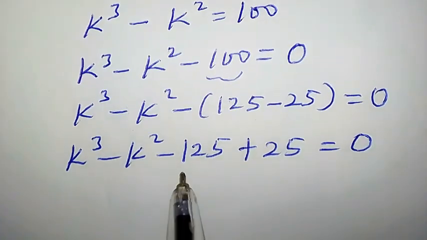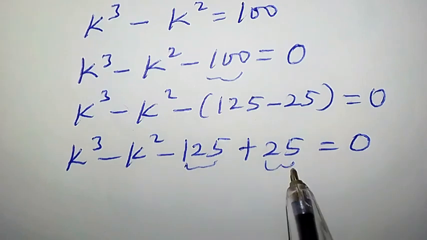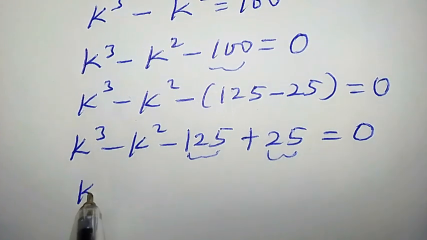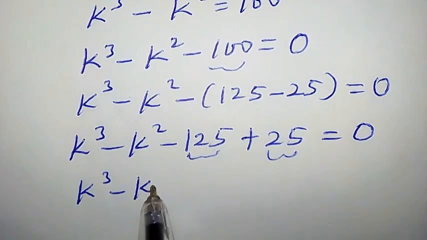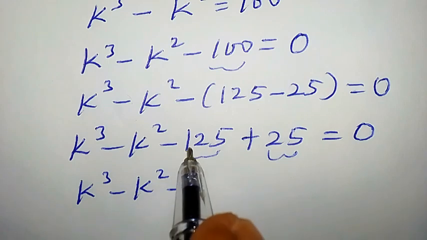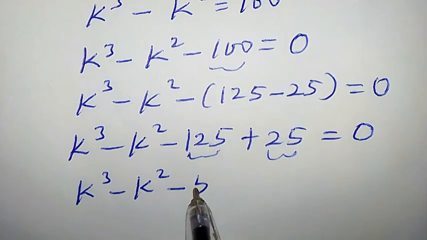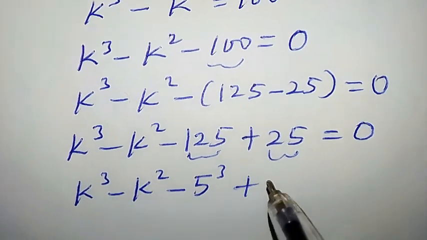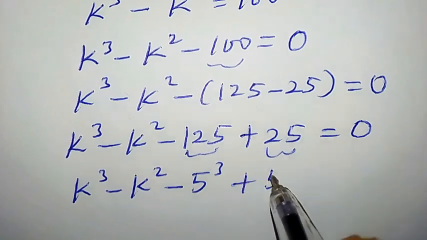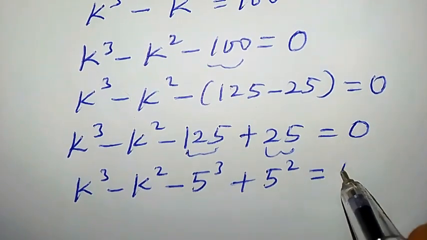Now, we have to break down these terms. So let's proceed further. We have k to the power of 3 minus k to the power of 2 minus 125, which is the same thing as writing 5 to the power of 3, plus, we can rewrite 25 as 5 to the power of 2, equals to 0.